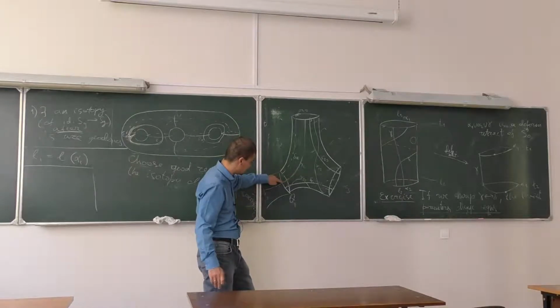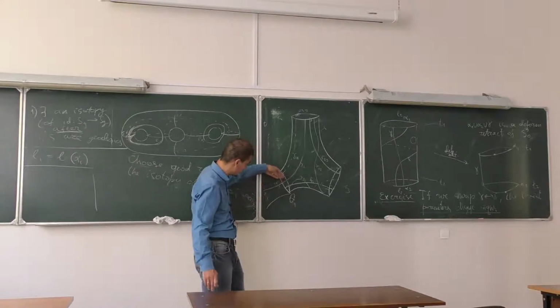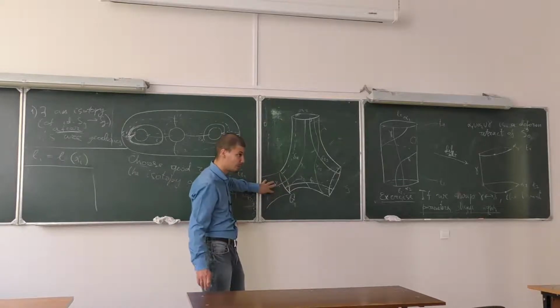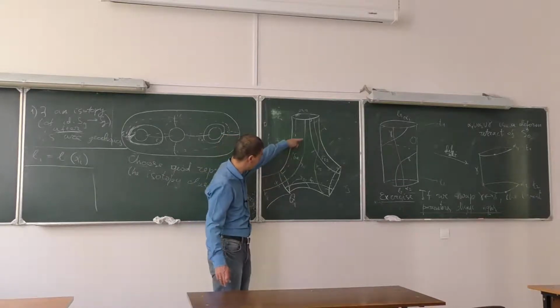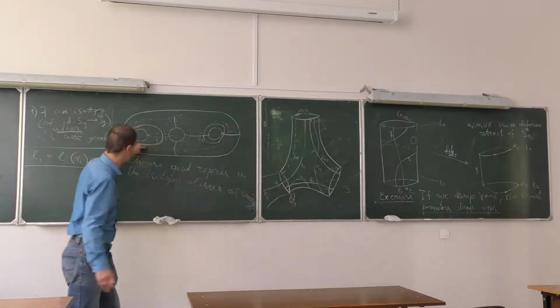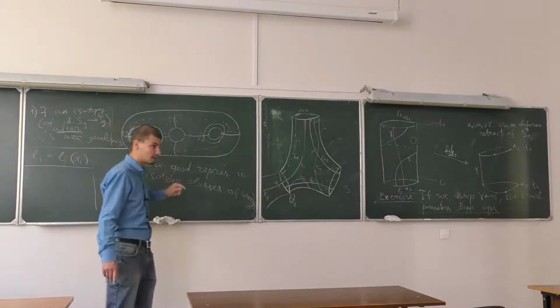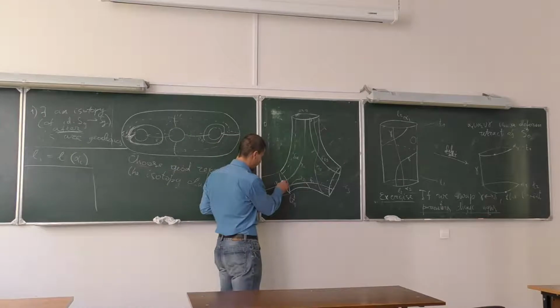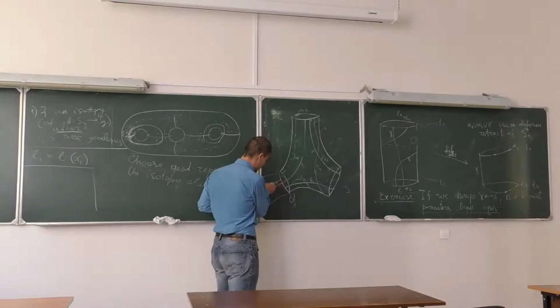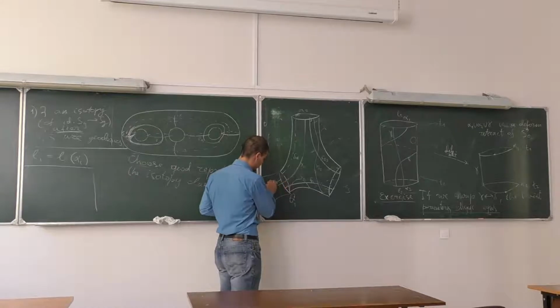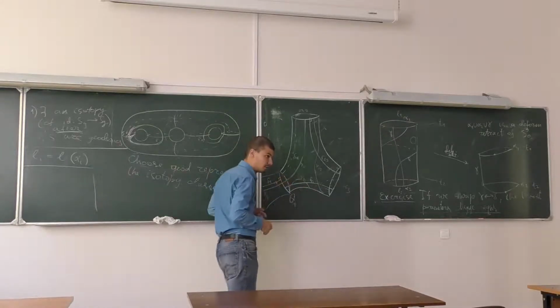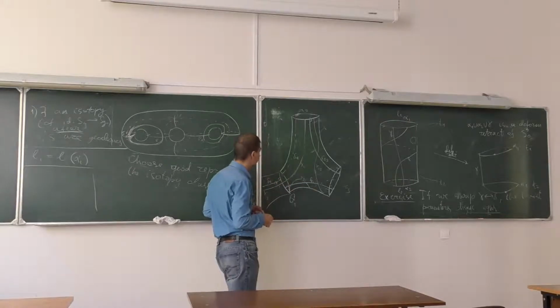The red curves in this other pair of pants are closed curves, but the greens are not. So here we have some different curve, which is delta 1i. It arrives at some different points.